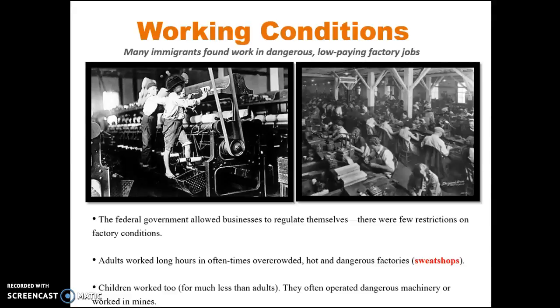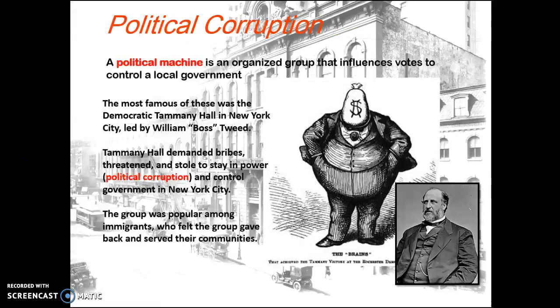Adults worked long hours in often overcrowded, hot, and dangerous factories. These are called sweatshops. Children worked too for much less than adults. They often operated dangerous machinery or worked in mines.